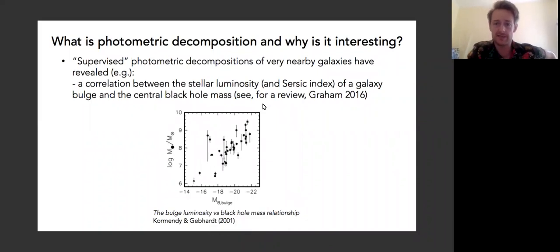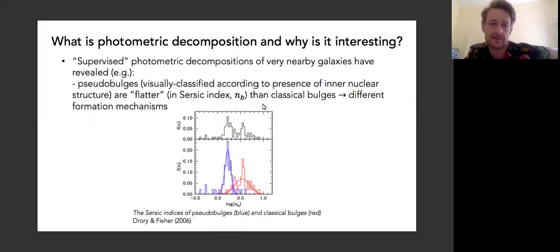So looking at very nearby galaxies with excellent resolution images, mostly HST imaging studies, photometric decomposition has provided us with a range of very interesting results. Things like the one shown here, which is the correlation between the stellar luminosity or the mass of a classical bulge and the mass of the central black hole. Likewise, we have results on these so-called pseudo bulges, which are bulges visually classified in this case as having some type of inner structure rather than being completely smooth. These ones have been found to be flatter through photometric decomposition modeling studies than their classical bulges, so having a different sort of shape of light profile. And this is argued as evidence for them having different formation mechanisms.